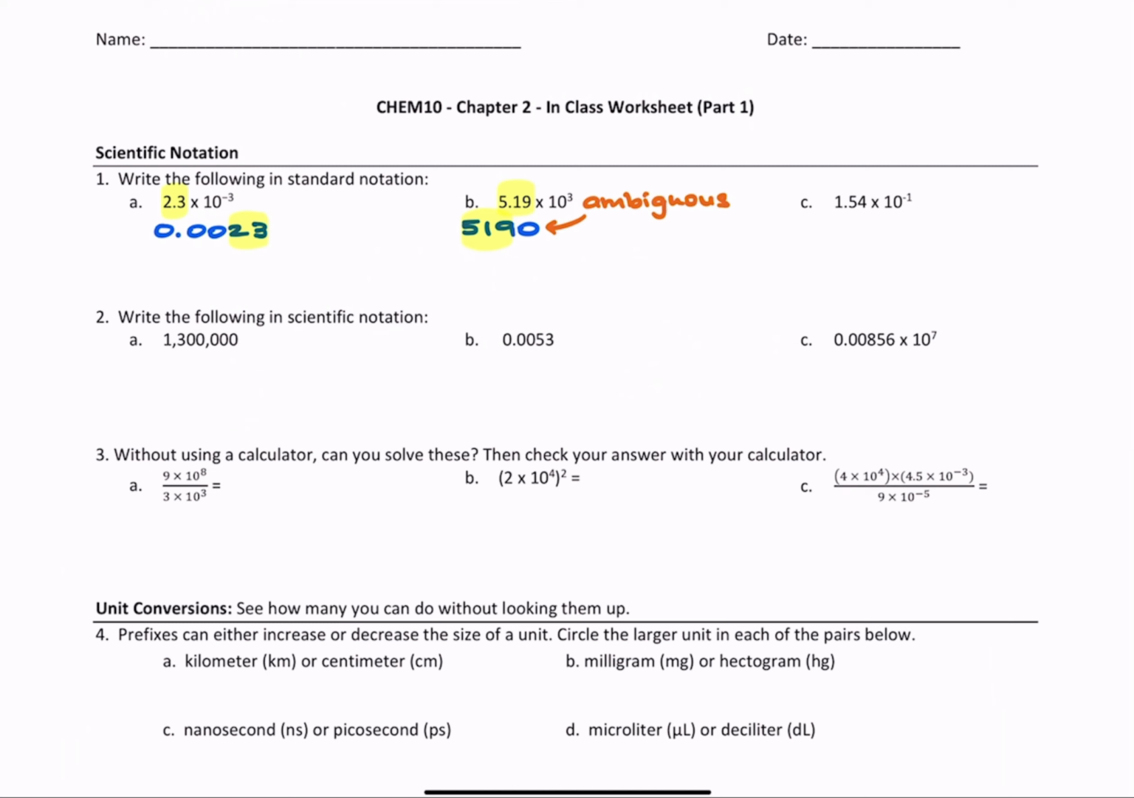Okay. C, 1.54 times 10 to the negative 1. We're going to move 1 time the decimal point to the left. 0.154. I have 3 sig figs here, still have my 3 sig figs right there.